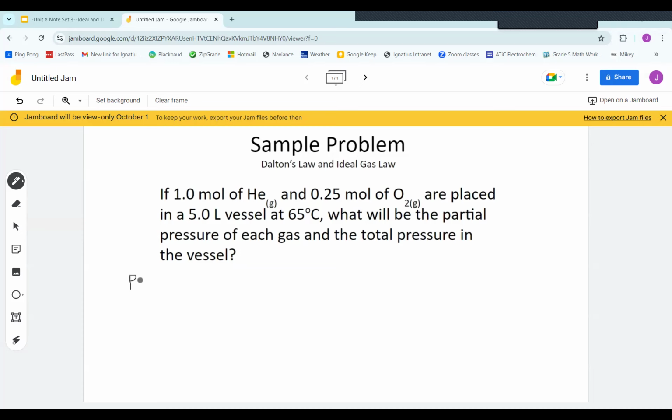We're going to apply the ideal gas law separately to each of the 2 gases. We're going to use PV equals nRT, both for the helium, and then we'll go back and use PV equals nRT for the oxygen. In both cases, we're going to solve for the pressure. So the pressure is not known at present, but we do know that both of these gases are in the same 5-liter vessel.